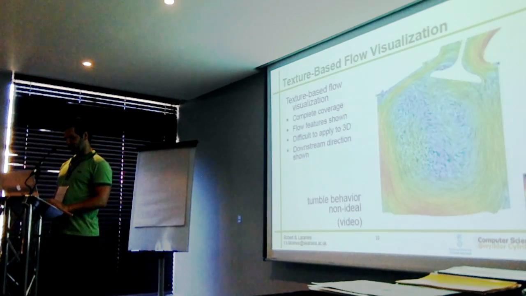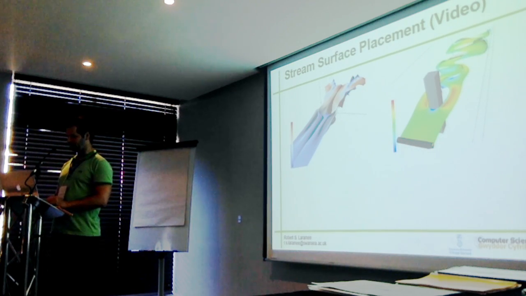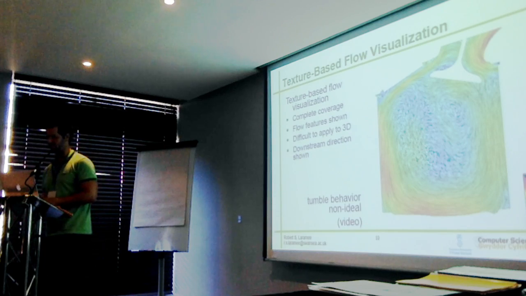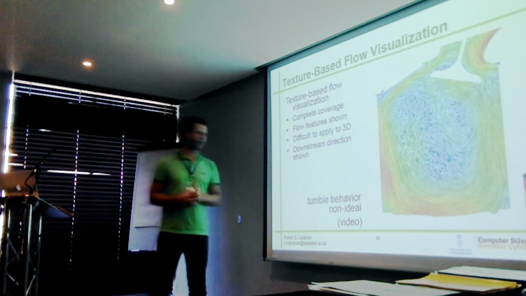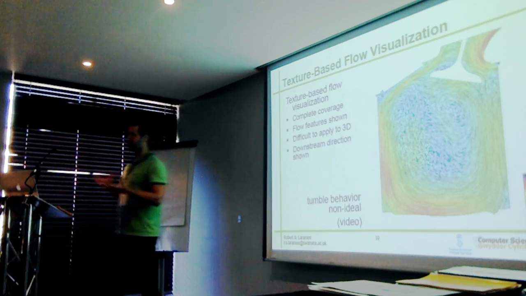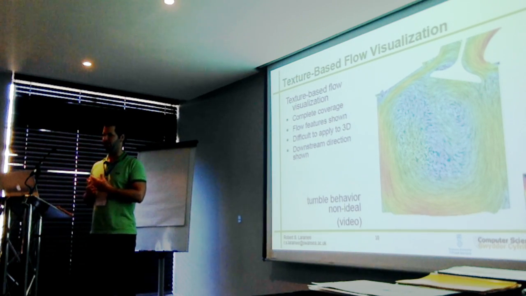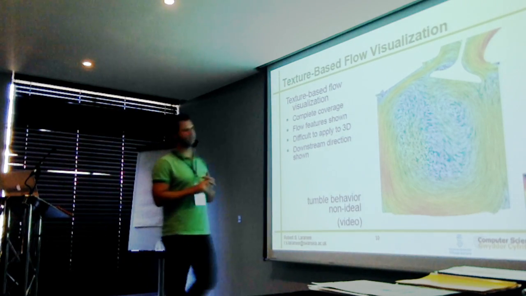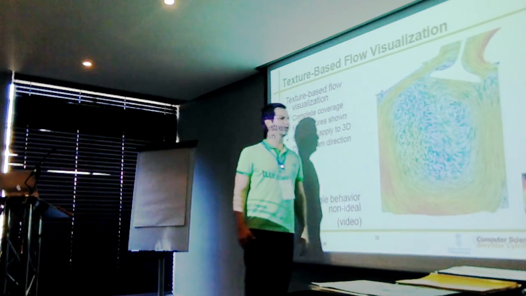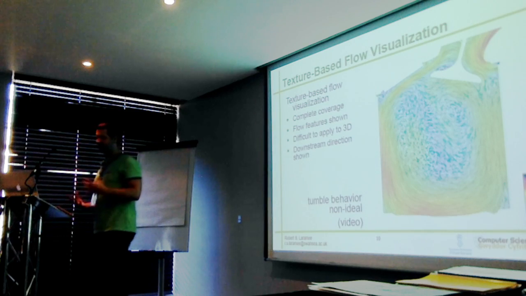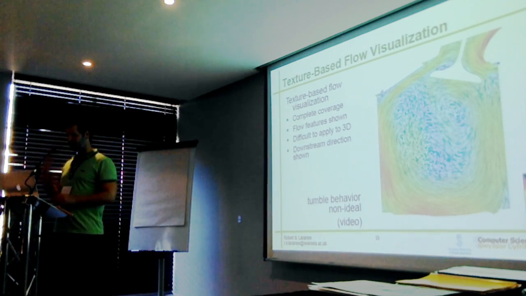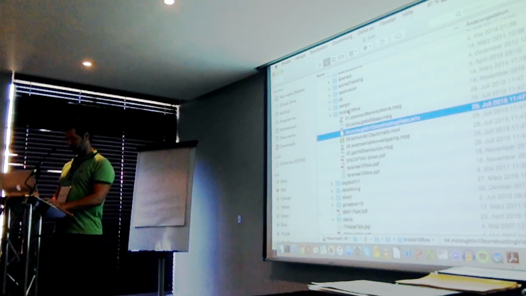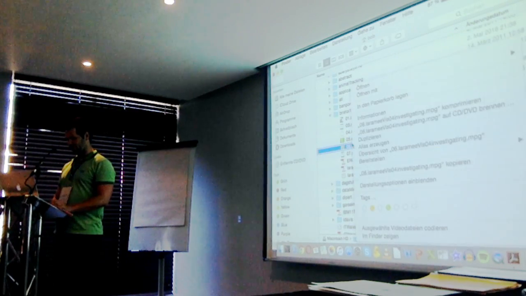Okay, we also worked on stream surface placements, but since we've already seen stream surfaces, and we're running out of time, I thought it might be more fun to look at texture-based flow visualization. This is a different style of visualization. It doesn't use discrete objects like streamlines, stream surfaces, or streak surfaces. It uses textures that look like this, and it provides complete coverage of the flow, and it avoids the so-called seeding problem. So let's see what it looks like when we visualize flow with textures.